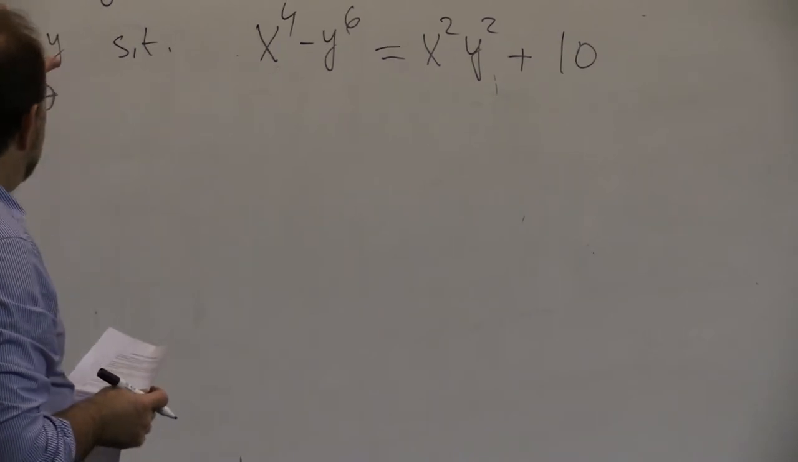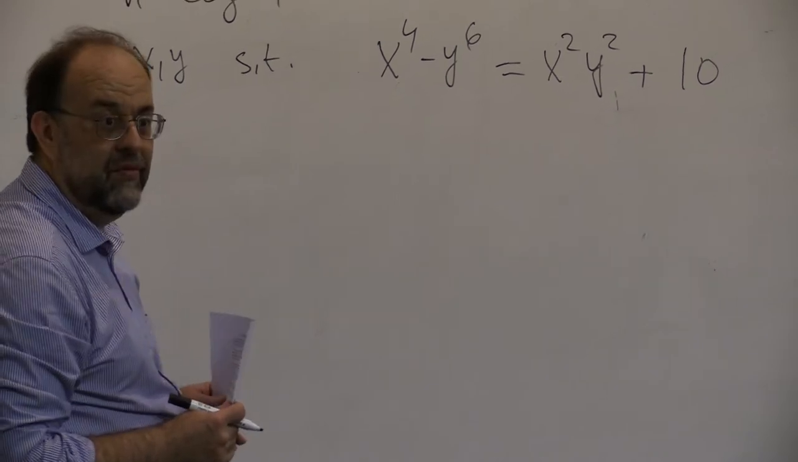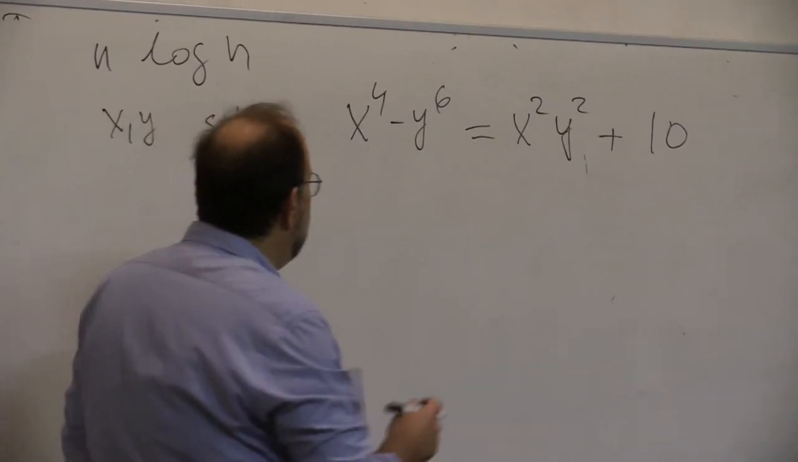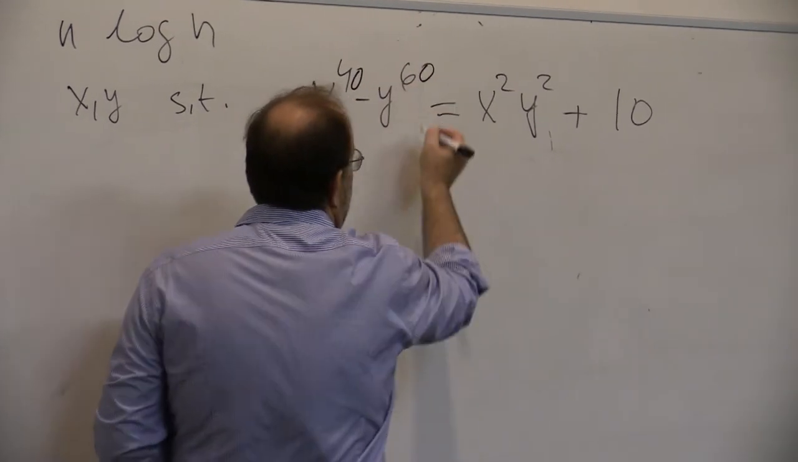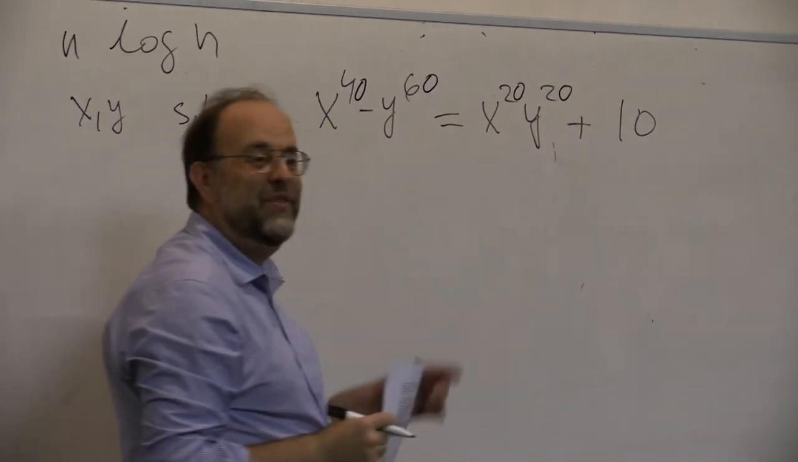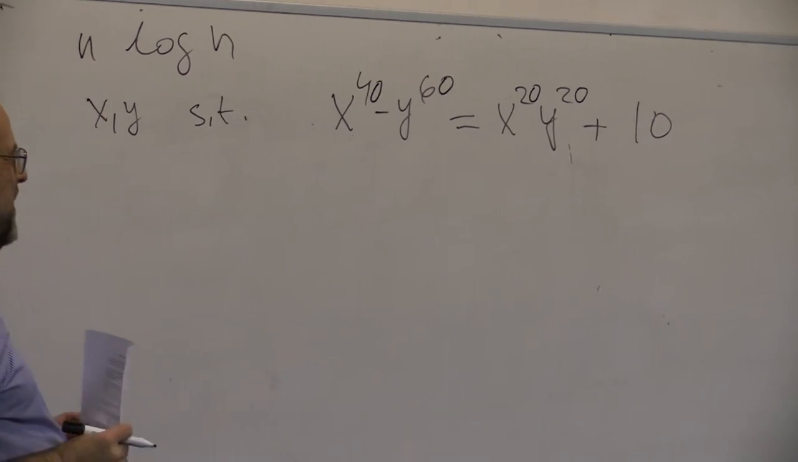Well, the time limit is n log n. So do we know the solution of the equation? No. If you really wanted to, how about x to the 40, y to the 60, x to the 20, y to the 20? Now go solve this. How would you do it?